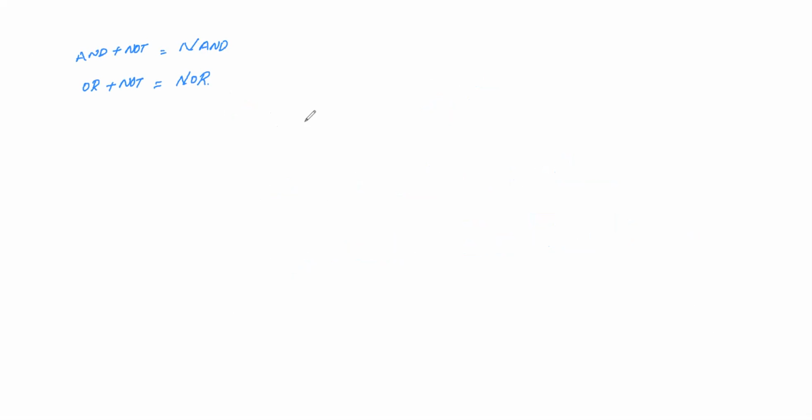The symbols will be like this. The same two inputs will be there, and the symbol will be the same, but there will be a notch at the end. So it is A, it is B, and it is C. If there is a notch, we call it a NAND gate. The same applies to the OR gate. This is your OR gate, and when there is a notch at the end, we call it a NOR gate.